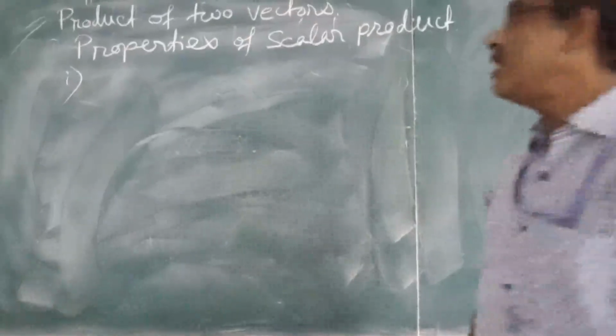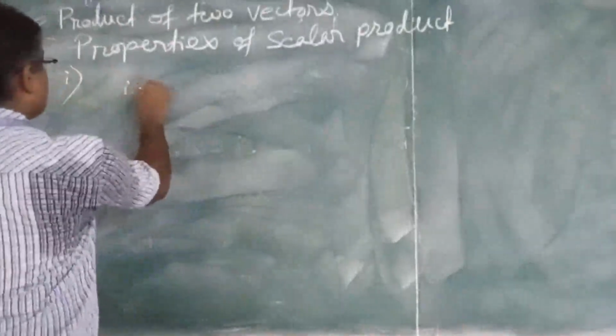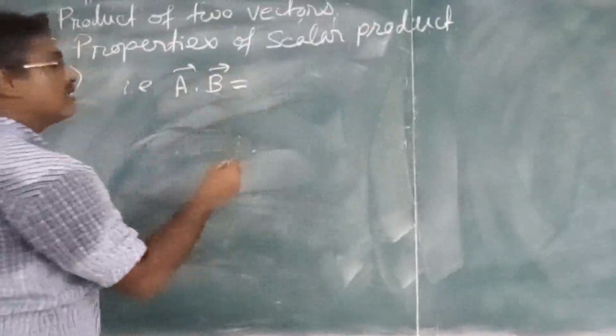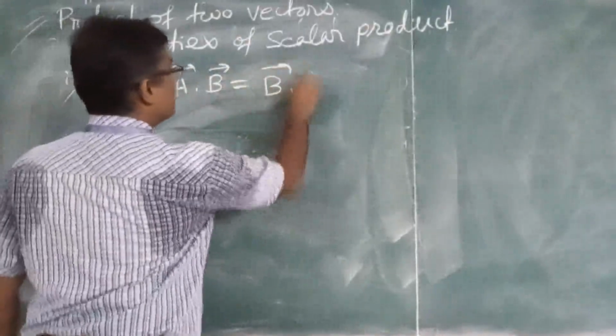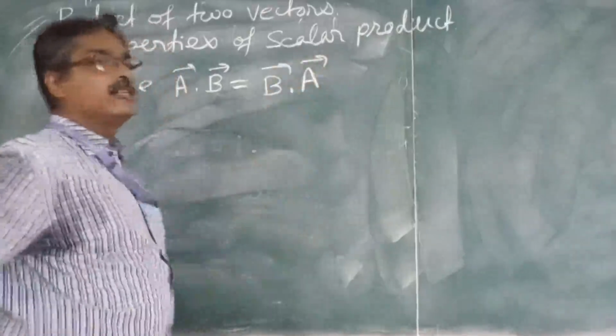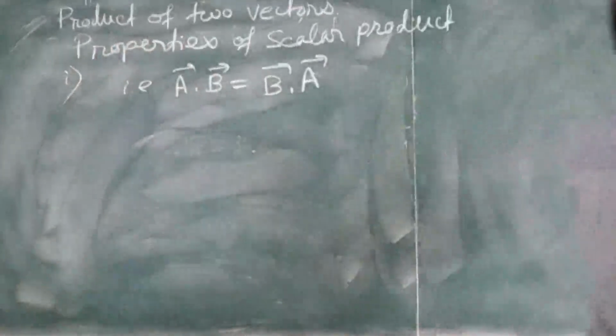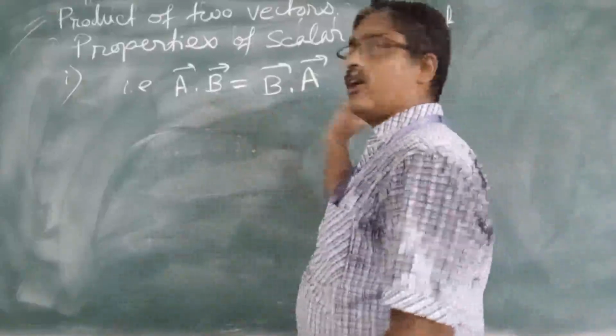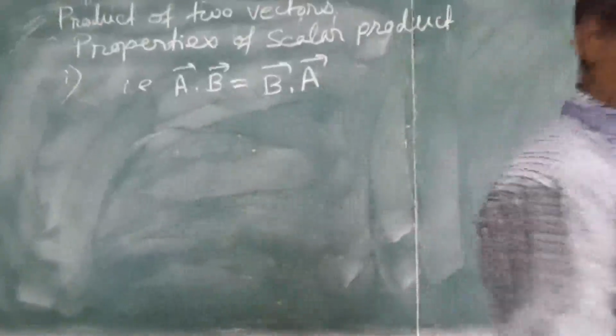What is commutative law? That is A dot B equals B dot A. That is the commutative law. As it is not a vector quantity, we can write anything, A dot B or B dot A. Same thing.